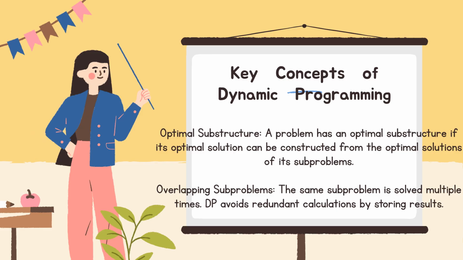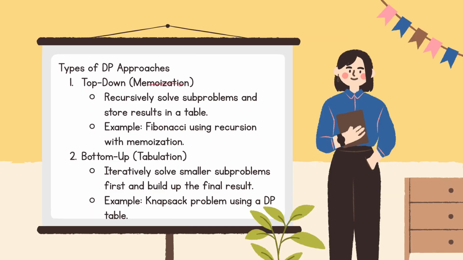And here we have two components: optimal substructure and overlapping subproblems. A problem has an optimal substructure if its optimal solution can be constructed from the optimal solutions of its subproblems. When a problem can be divided into subproblems, and for each subproblem there is an optimal solution, that we call optimal substructure. Overlapping subproblems means the same subproblem is solved multiple times, and DP avoids redundant calculation by storing the result. That we call overlapping subproblems.